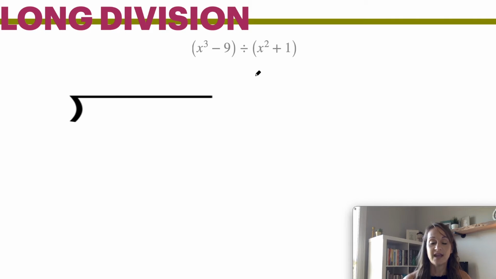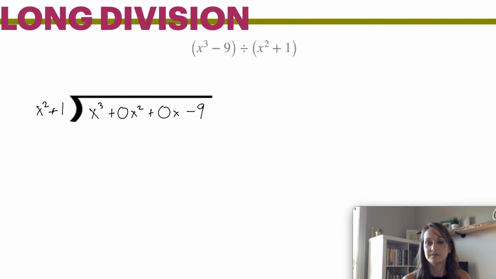So let's try another one. Now in this case, this is a little bit different because we have x cubed. We do not have an x squared. We need a placeholder. We also don't have an x, so again, we need a placeholder, and then we have minus 9. And then out here, we just have x squared plus 1.